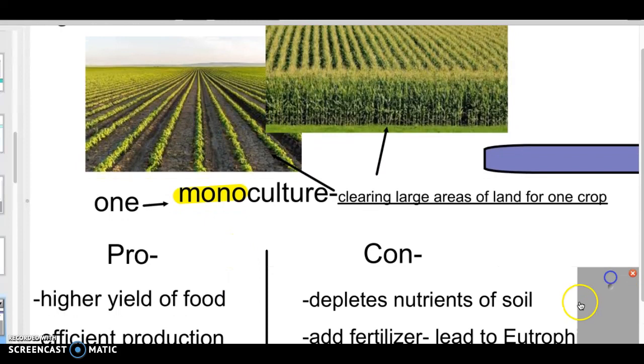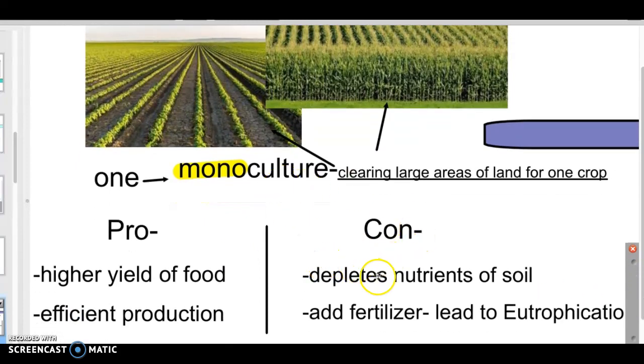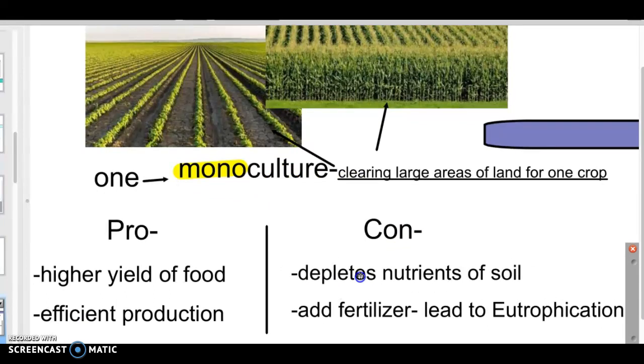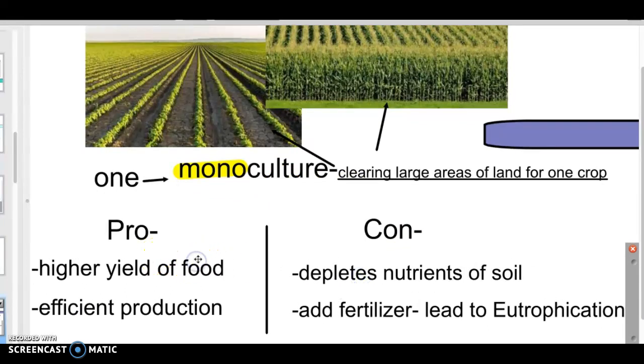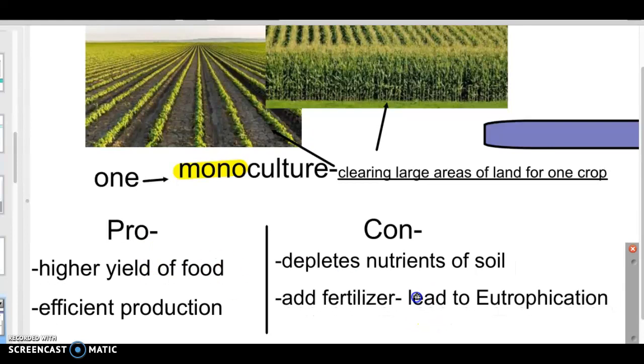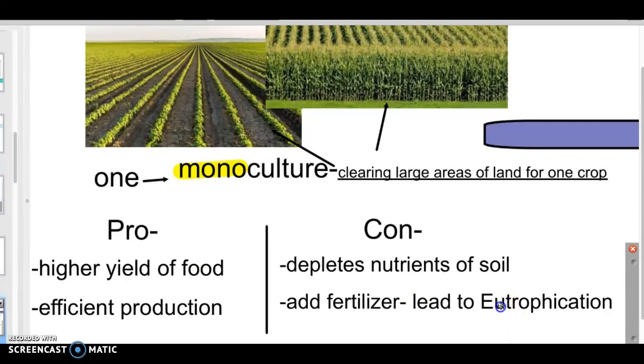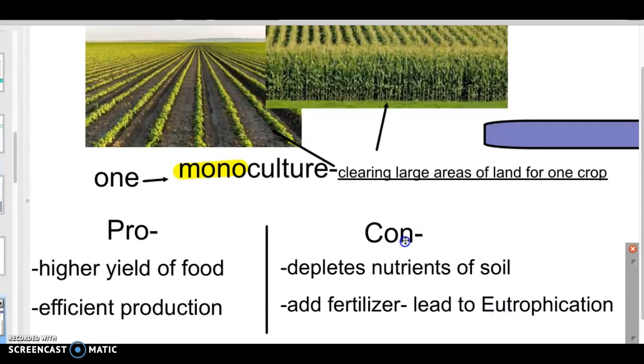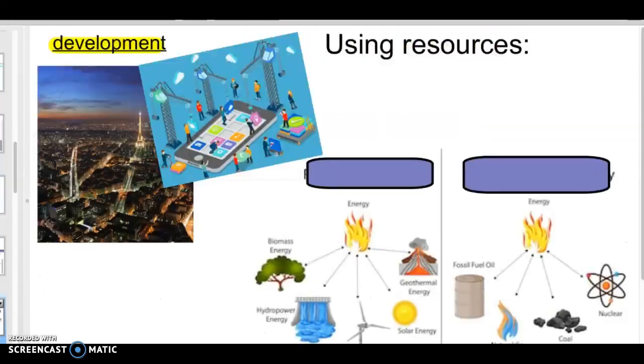The cons is that when you only have one crop in one area, it can deplete the nutrients of the soil, and the depletion of the nutrients can then make us want to add more nutrients to the ground. And so we put fertilizers on our farms, and remember from last unit that adding fertilizers can lead to that eutrophication process, where too much fertilizer can run off into our large bodies of water, and then you can have a huge algal bloom that creates a disruption in that ecosystem.